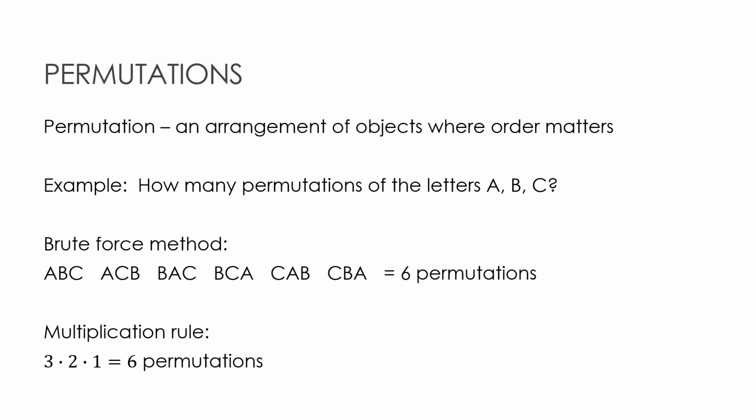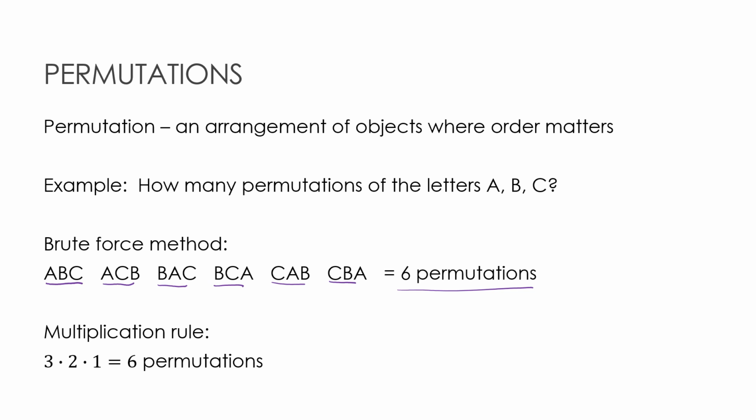If the order of the letters does make a difference, then I need to provide all possible ways for that to happen. So obviously A, B, C, or I can just switch around the B and the C. Then I have my options to start with B and my options to start with C. There are 6 total permutations. Now again, it depends on the question being asked.